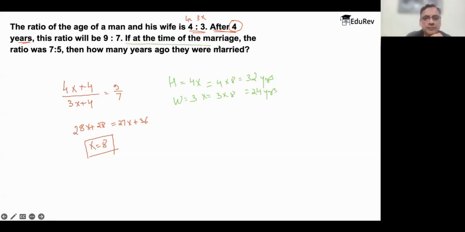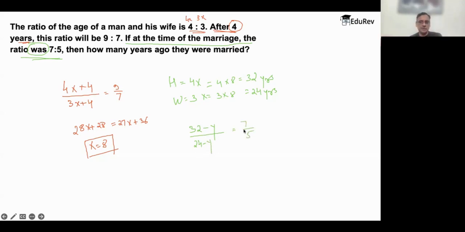If at the time of the marriage, the ratio was 7:5. So we know that right now they're husband and wife. So at the time of the marriage, we have to go back. Otherwise, from the wording also, the ratio was, it also tells you that this is in past tense. So some years back. Let's say it was Y years back. So I'll have to subtract those years. If I go back Y years, the husband would have been 32 minus Y, and the wife would have been 24 minus Y. These would be their ages, and this would be the ratio of their ages, which is given to you as 7/5.